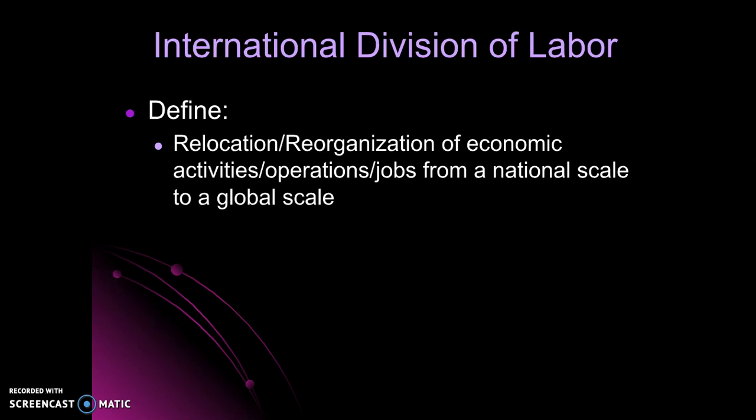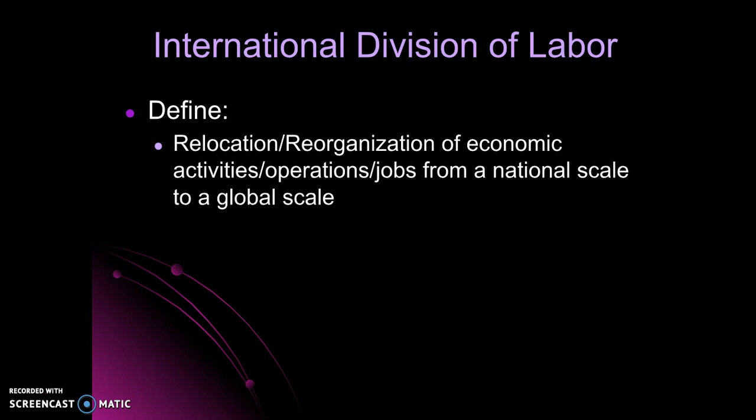We're talking about 11.4, the International Division of Labor. This is a major factor in today's more global economy. Really, the International Division of Labor is an end result of the international trade approach to economic development.